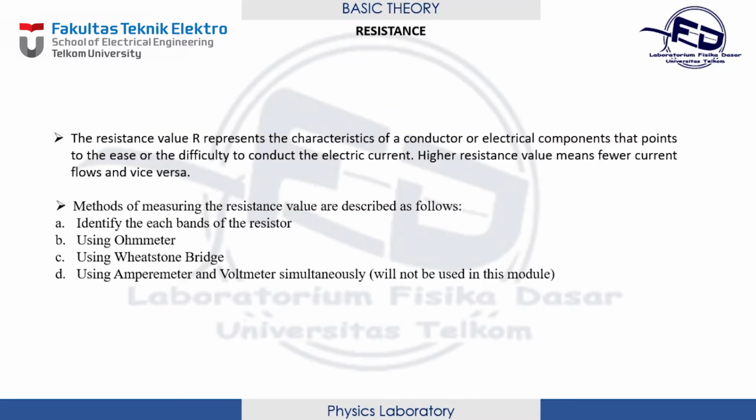Second outline, theory. First, theory about resistance. The resistance value R represents the characteristic of a conductor or electrical component that points to the ease or difficulty of conducting electric current. Higher resistance value means less current flows and vice versa. There are several methods for measuring the resistance value: first, identifying the bands of the resistor, then using an ohmmeter, using the Wheatstone Bridge, and using an ammeter and voltmeter simultaneously. But in this module, we will not use the fourth method.